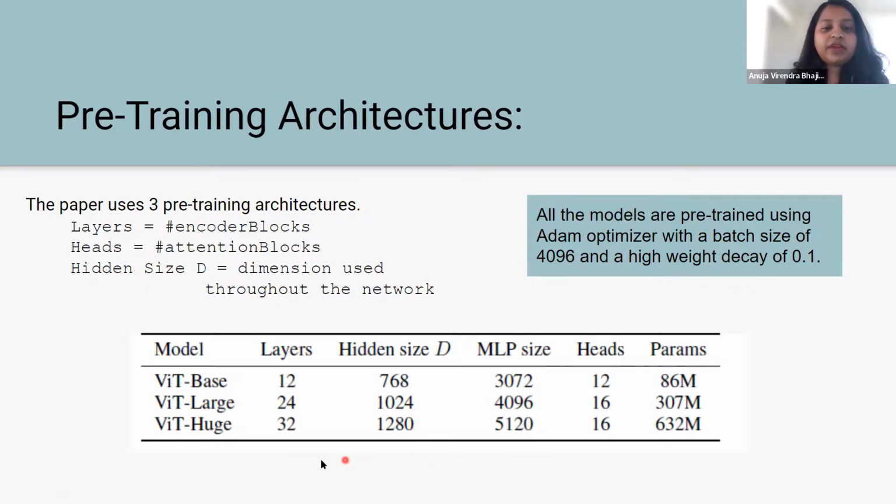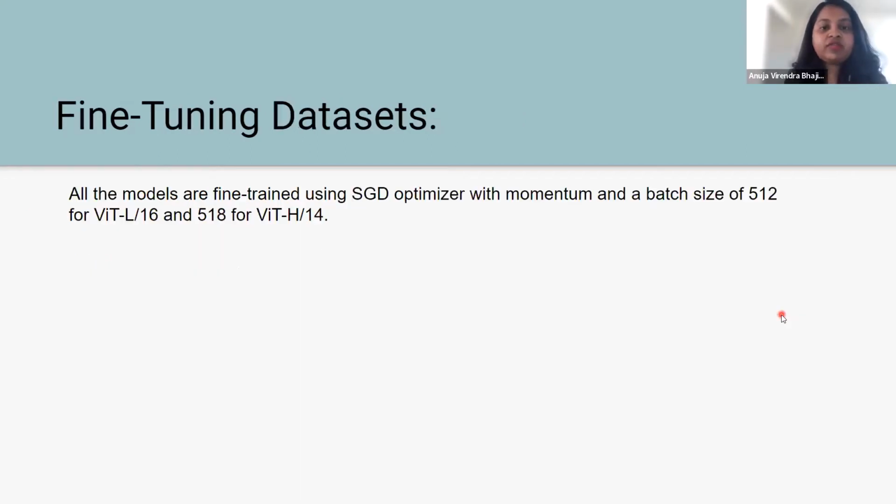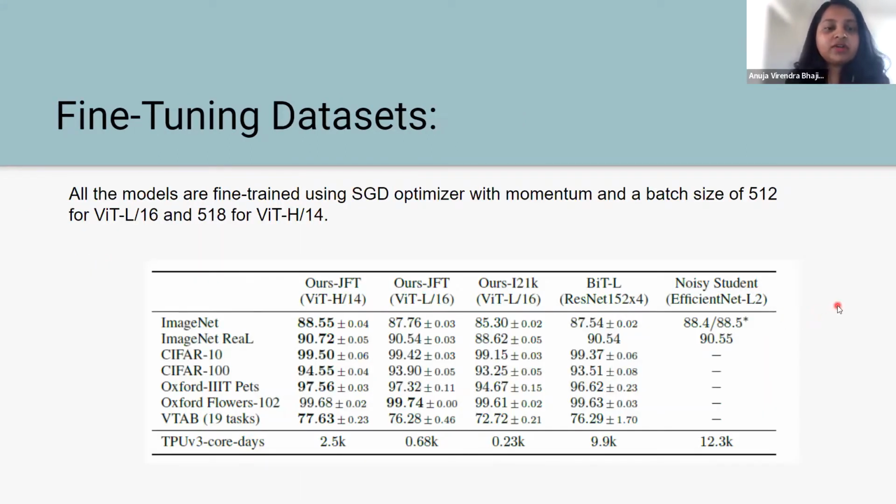So all these three models are pre-trained using Adam optimizer with a batch size of 4096 and a weight decay of 0.1. Now, once our pre-training is done, we move to step 2, that is, we now fine-tune our model. While fine-tuning our models on smaller datasets, the authors use stochastic gradient descent optimizer with momentum, and batch sizes of 512 and 518 for large and huge models respectively. Further in the experiments and the graphs, you'll see the model representation to be something like ViT-L/16. This ViT-L simply means that it is the ViT large model setup, and 16 represents the patch size.